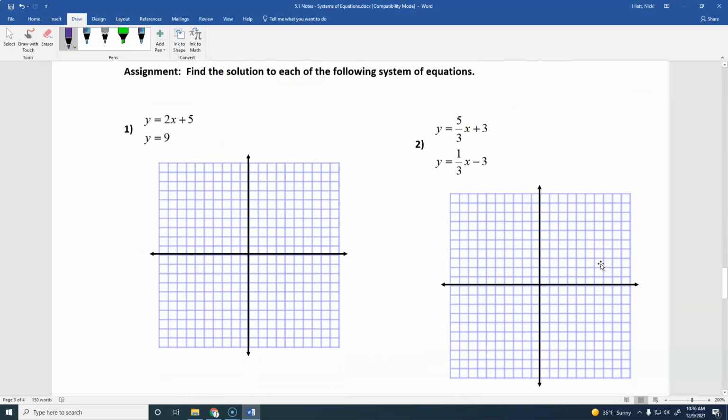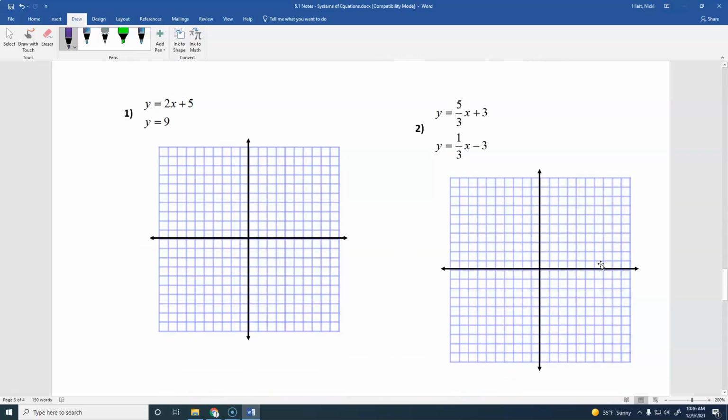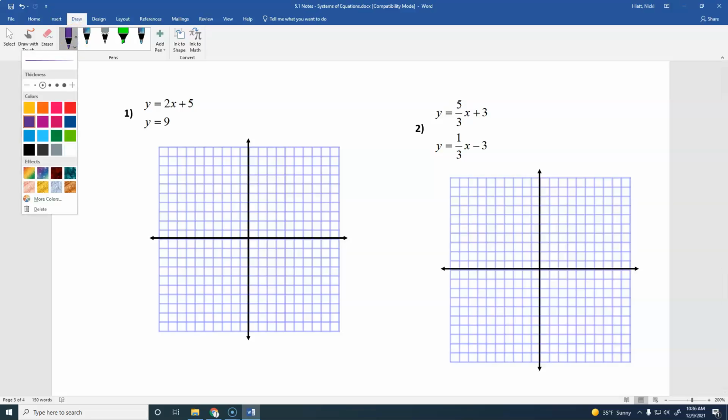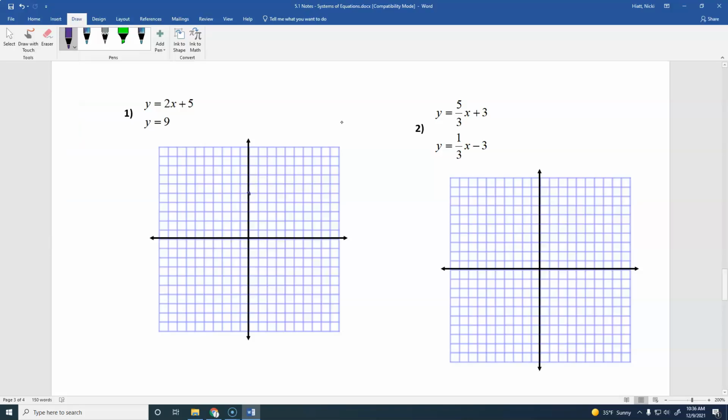Alright, so for number 1 here, let's see, Julian, what is my y-intercept for that first line? Y equals 2x plus 5. 5. So I'm going to go up 1, 2, 3, 4, 5. I'm going to put myself a dot. What's my slope, Julian? Alright, so I'm going to go up 2 to the right 1.